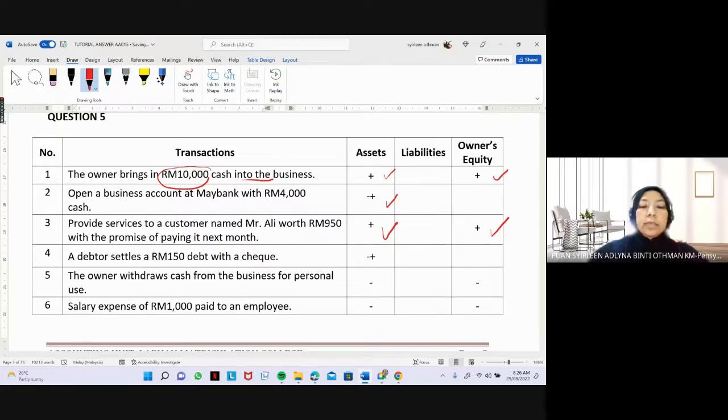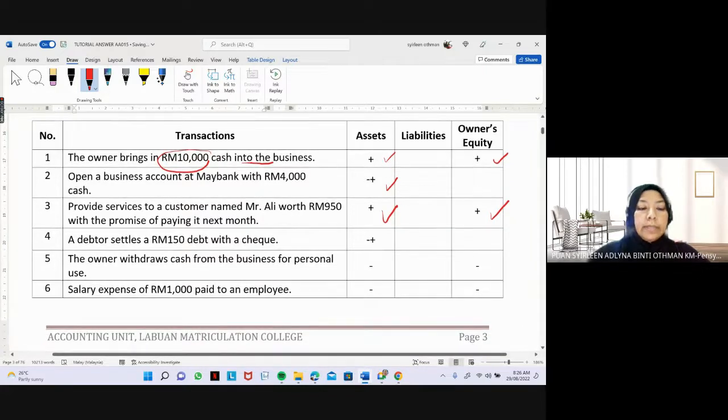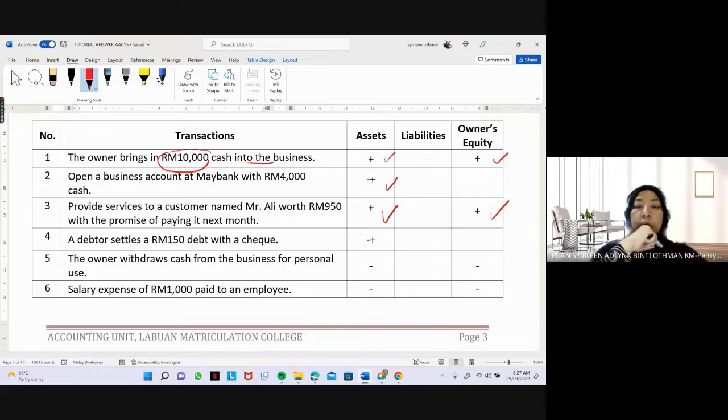Okay, and next, a debtor settles RM150 debt with a check. Okay, so dia bayar hutang. That means prior, the debtor is already in debt with us with the amount of 150. So at this moment, he is actually paying us. Okay, so bila dia bayar, duit akan masuk dekat accounts. Tapi dekat sini dia bayar melalui check.